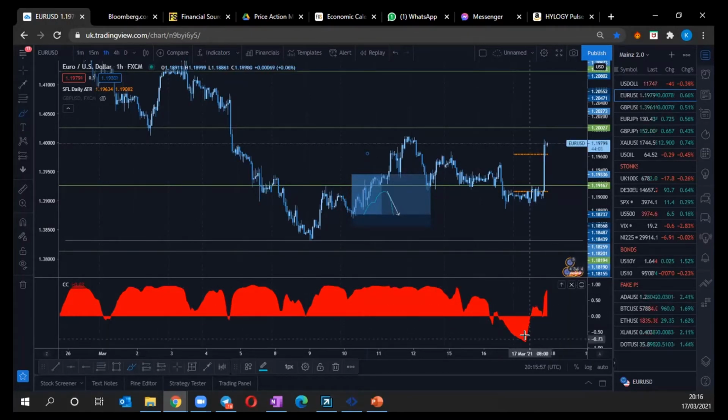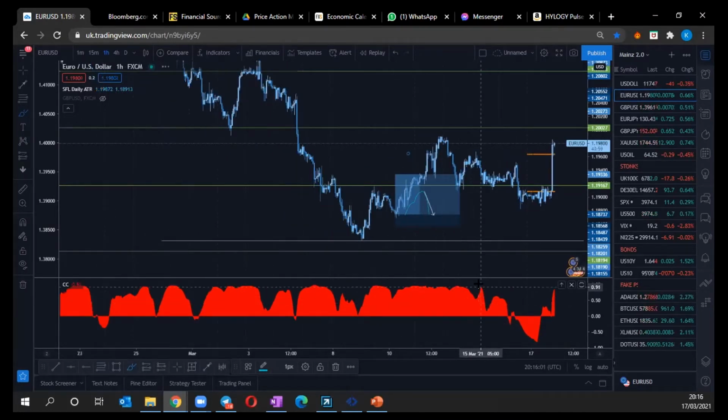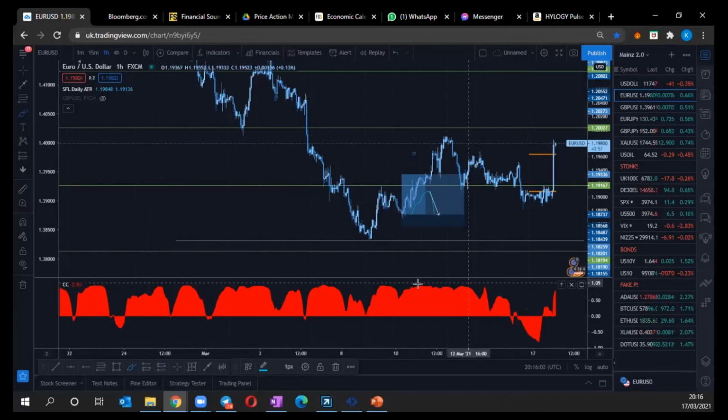You can see most of the time this market is very heavily correlated. As you can see here, these figures are touching 1, but sometimes you do get these dips which don't last long, but they do happen in the market.